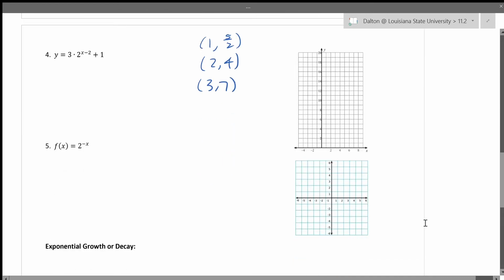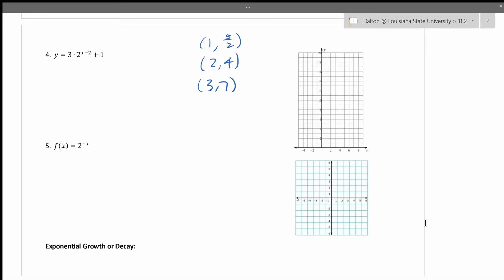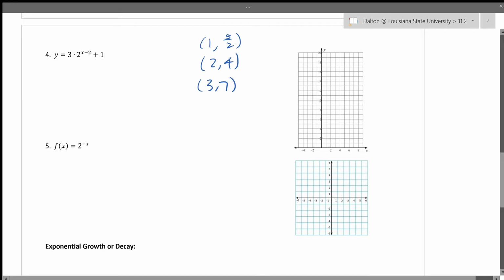Number 5, the last graphing question, looks starkly different from the other ones because it just has fewer variables or fewer components to it. It's just f of x equals 2 to the negative x power. In fact, when we start off with those initial columns of x and b to the x, it's just going to be 2 to the negative x power. There is no x minus h. There is no plus k. There is no times a. This is it. This is all that there is.